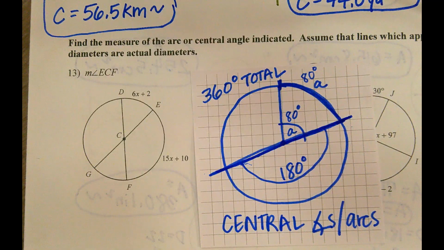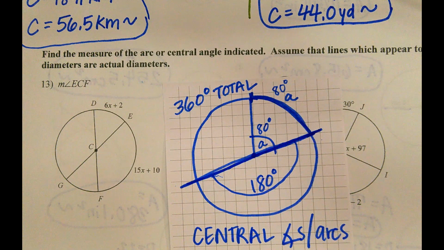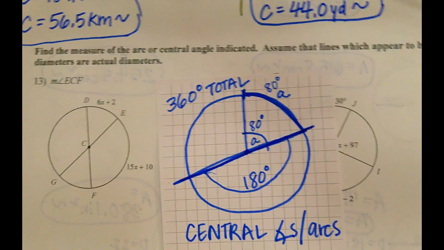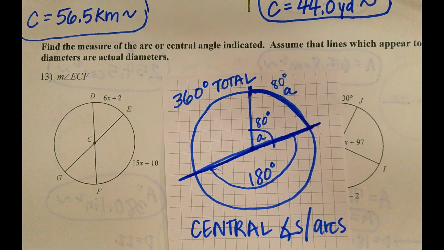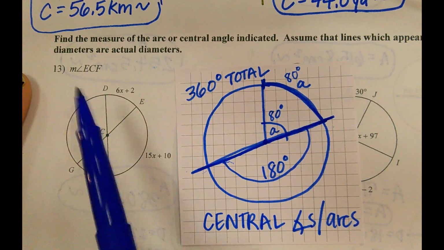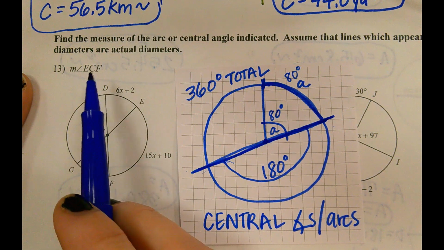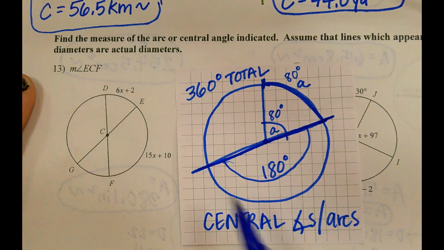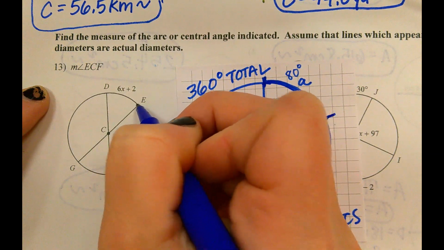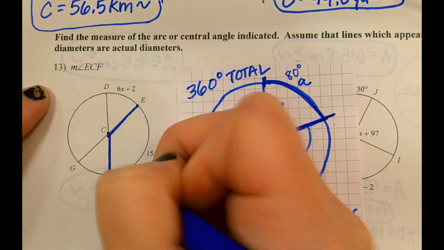So looking at number 13, the directions tell us we want to find the measure of the arc or the angle that is indicated, and assume that lines which appear to be diameters are diameters. So if they're going straight across, we know that they're going to make a 180-degree angle like we said here. So for number 13, we need to find the measure of angle ECF. Let's find ECF first. And I'm going to label it on my picture. Here's E, here's C in the middle, here's F. So I'm going to start by highlighting that angle.